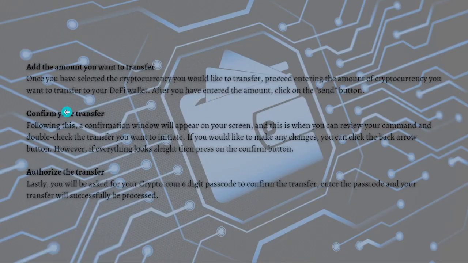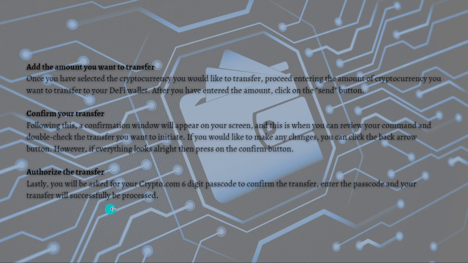After you've done that, you can add the amount to transfer. Once you have selected the cryptocurrency you would like to transfer, proceed to enter the amount of the cryptocurrency you want to transfer to your DeFi wallet. After you've entered it, just click on the send button. Following this, a confirmation window will appear on your screen, and this is when you can review your command and double check the transfer you wanted to initiate. If you would like to make any changes, you can click on the back arrow button. However, if everything looks all right, then press the confirm button.